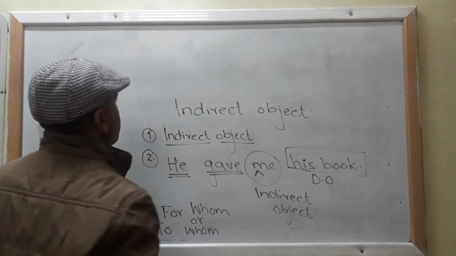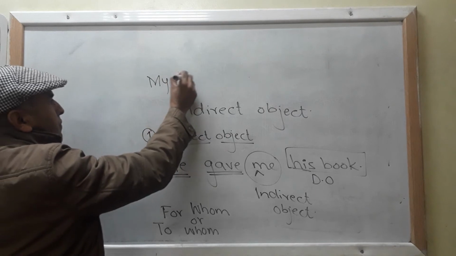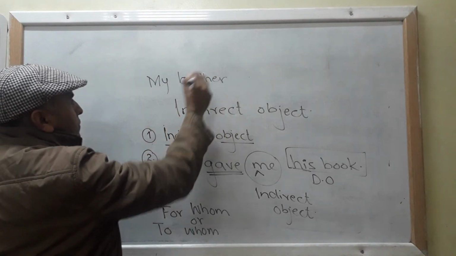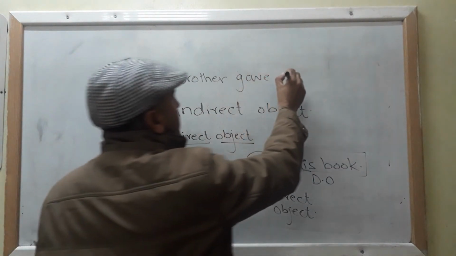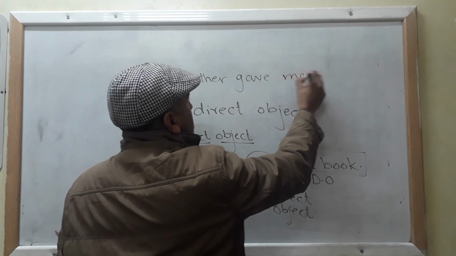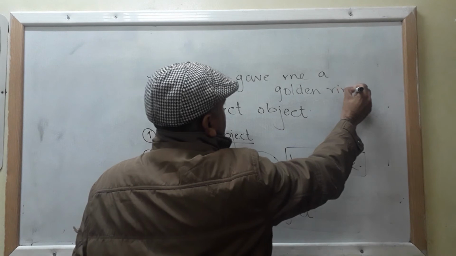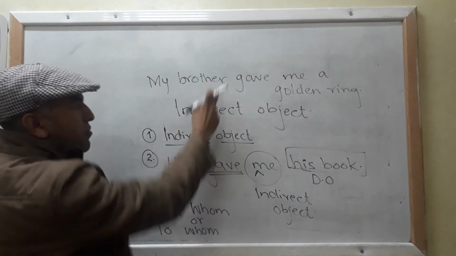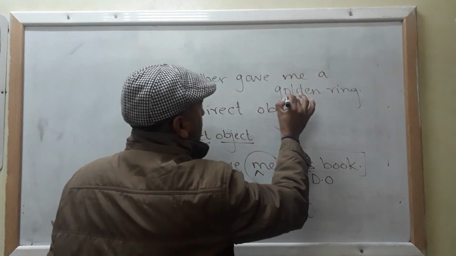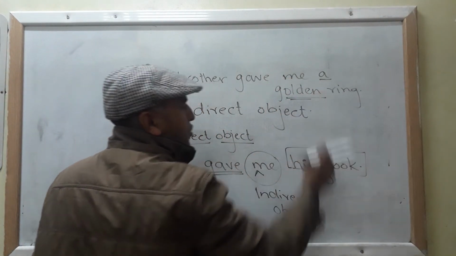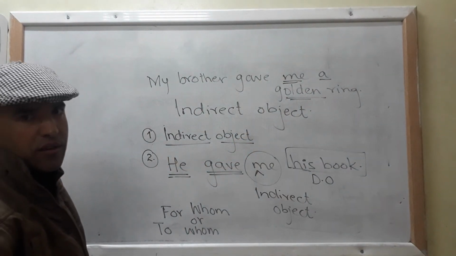Let me cite another example for your convenience. My brother gave me a golden ring. Same example, same structure. You will have to ask the question of what, then you will find your direct object, or whom, and you will find your indirect object.